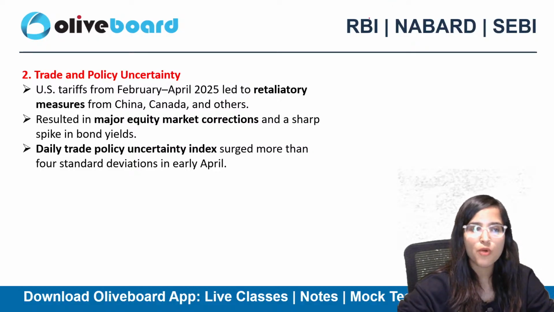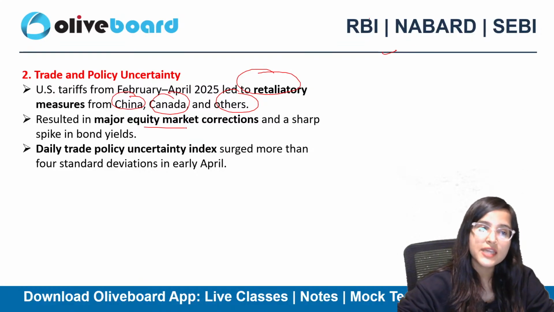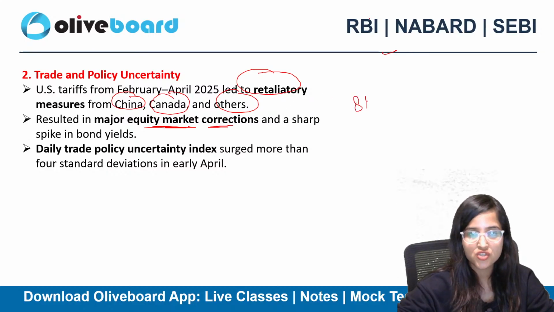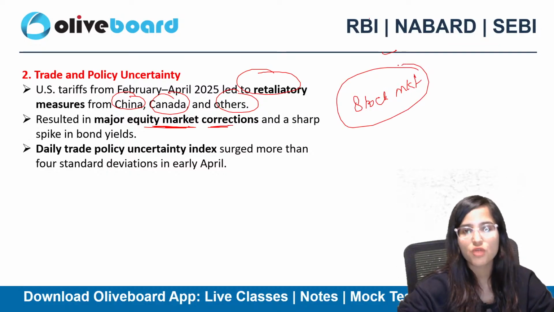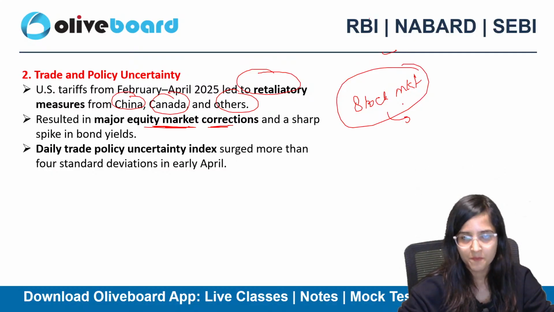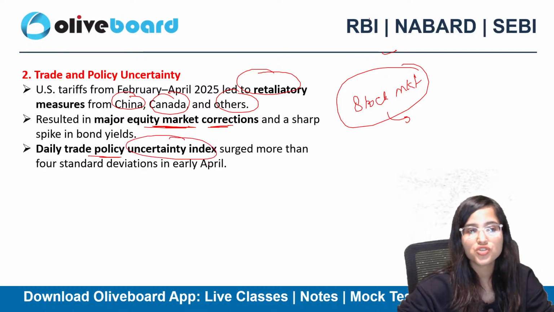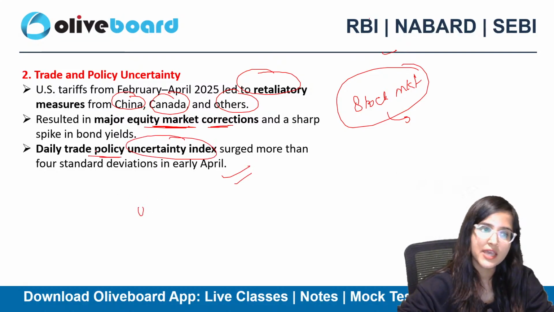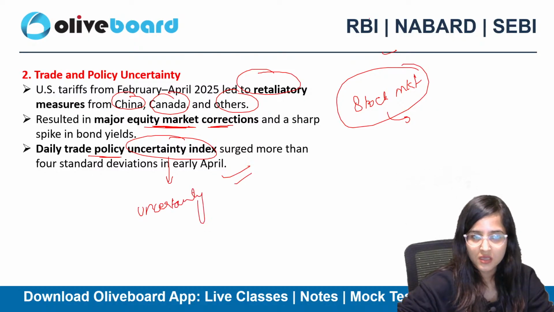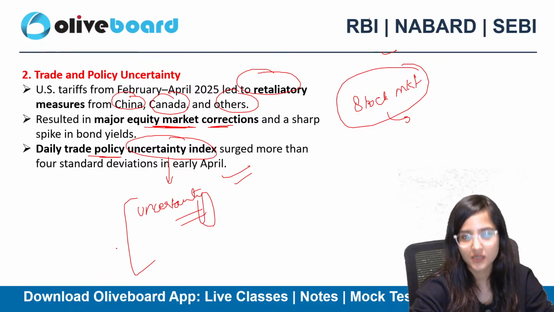Okay, if we talk about trade and policy uncertainty, then there are certain retaliatory measures which have been taken by China, Canada, and others, which has resulted in equity market corrections. That means the stock market, we saw it crashing, not only in India but in the US as well, right? Then the daily trade policy uncertainty index also surged. It measures the uncertainty on a daily basis. So the higher this index, the higher the uncertainty.